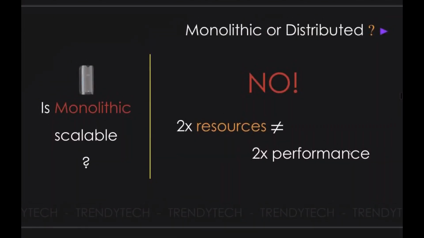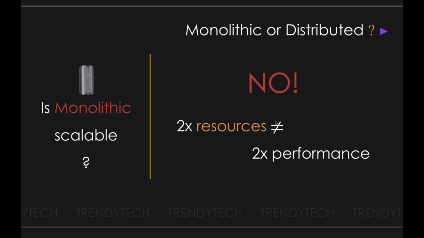Now, the problem with monolithic is that it is not scalable. The reason I'm saying it is not scalable is that a scalable system is one where, when you double the resources, the performance should double, right? Because if I double the resources, that means I'm spending twice on the system. I'm investing double. That means I should easily get double the performance.